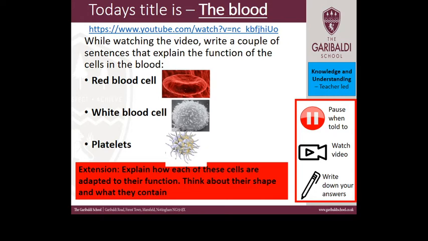So you have red blood cells, white blood cells, platelets, and as an extension, explain how these cells are adapted to their functions. Remember we talked about in the cell biology how they're all specialized cells and it's usually related, at least in part, to their shape. So think about their shape, what they contain, what organelles they contain, what they might not contain. So what I would like you to do is press pause, watch the video, then write down your answers, please.